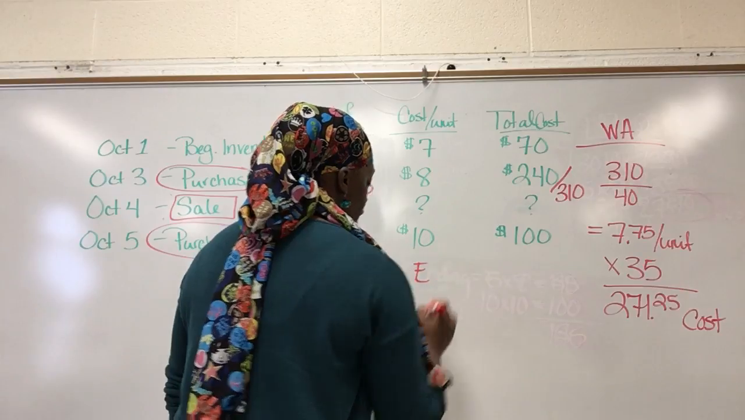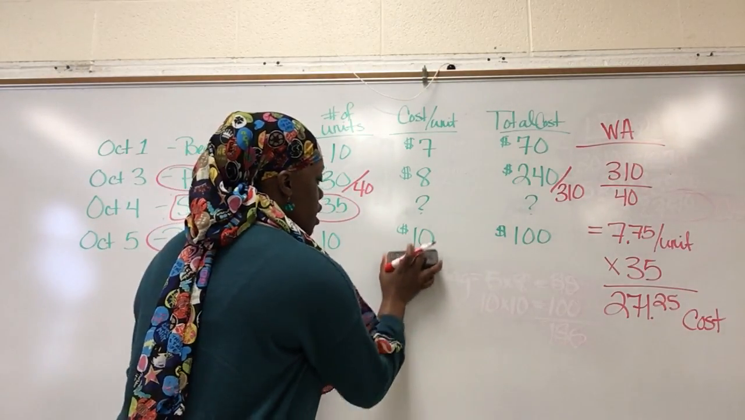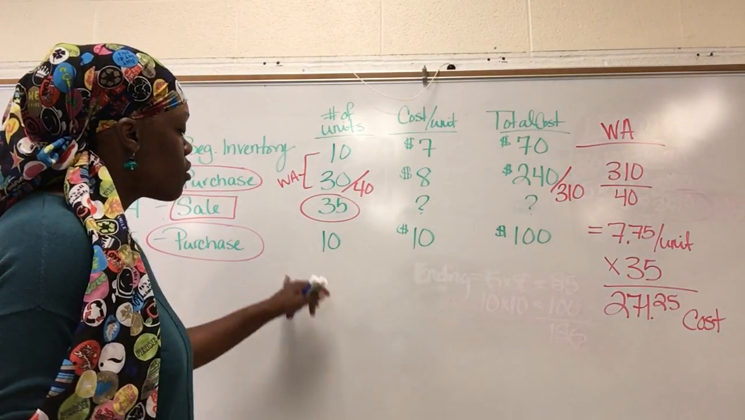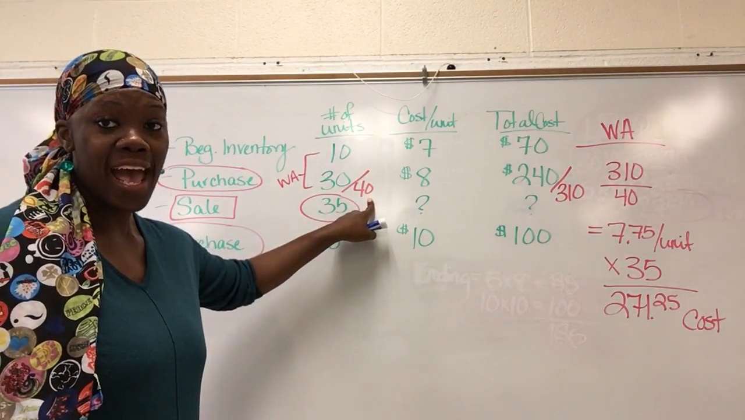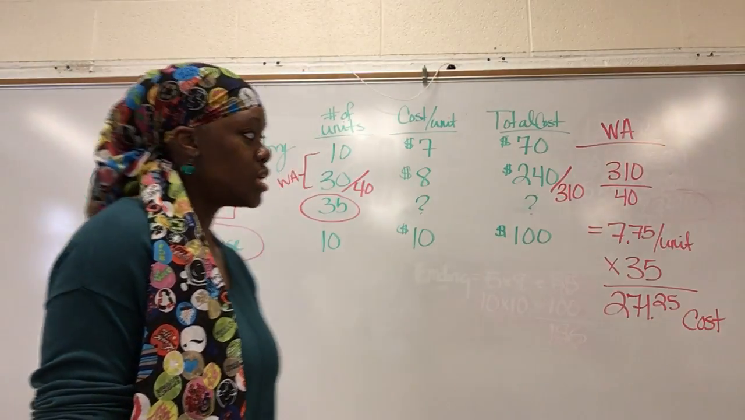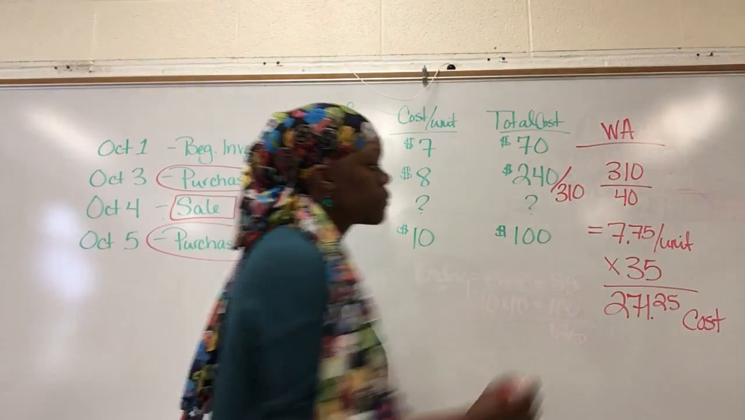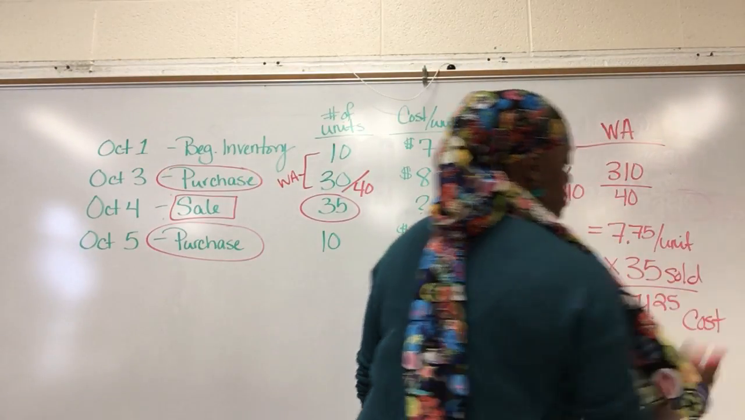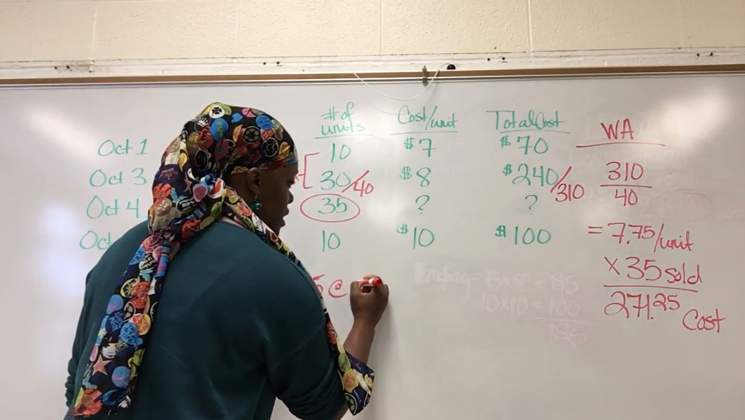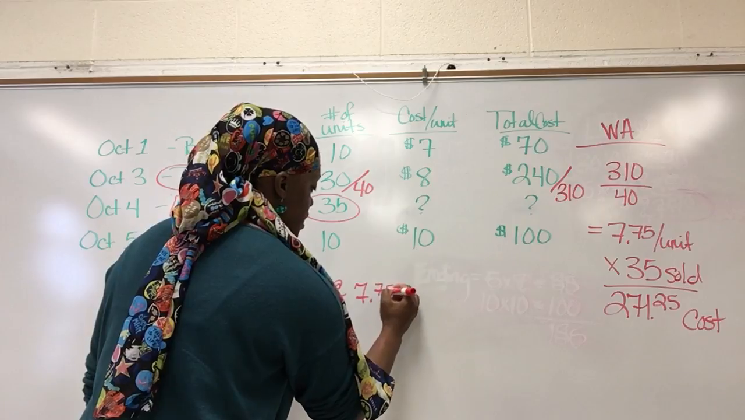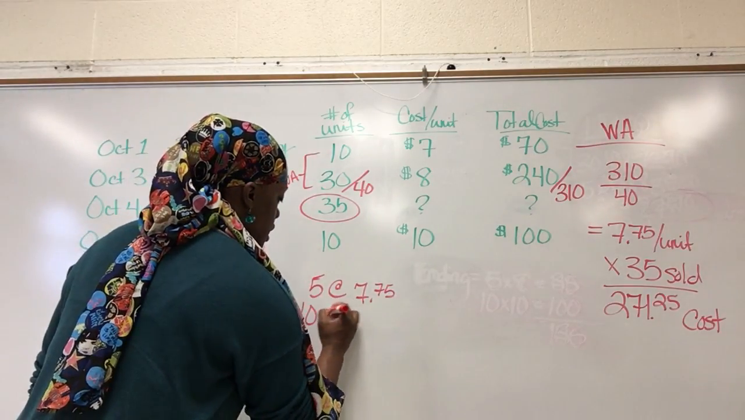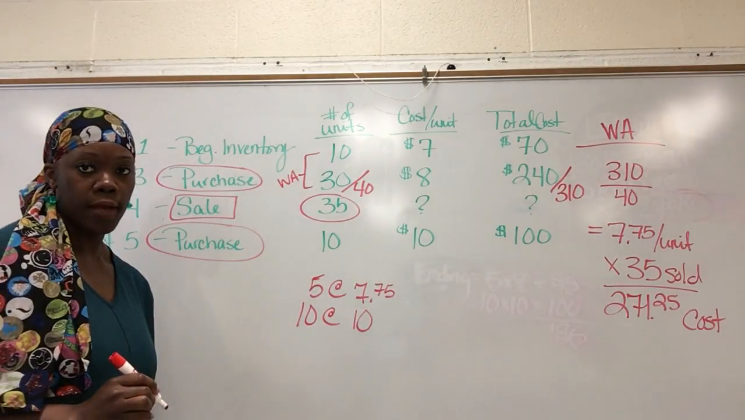When we get down and want to calculate our ending inventory, first we have to pause and do another calculation. Previously we had 40 units available at this $7.75. Well, we just sold 35 of them, so how many do we have left? We have 5 units at $7.75. Well, we also purchased 10 units at $10.